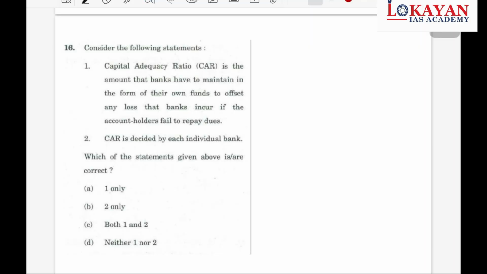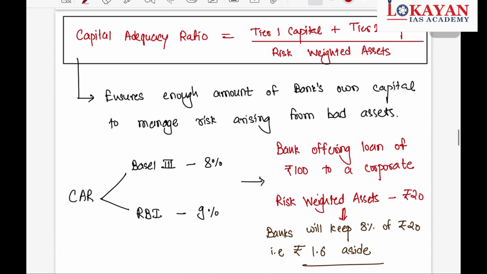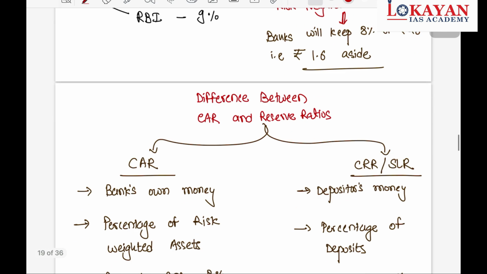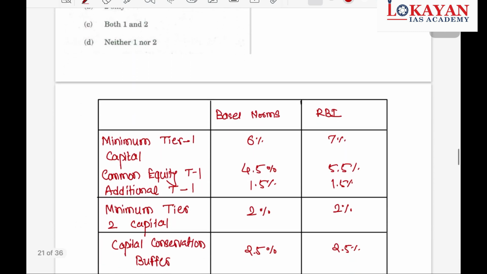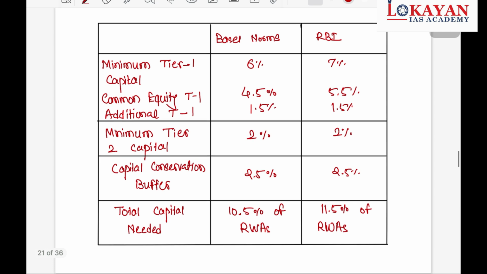Next question is about capital adequacy ratio, which we just discussed. Capital adequacy ratio is the amount that banks have to maintain in the form of their own funds. This is the important one. Just as we have seen here, it is an amount of the bank's own capital, its own fund, to offset any loss that banks incur if the account holders fail to repay dues. This is correct. Capital adequacy ratio is decided by each individual bank. Before that, let's discuss CAR in detail and then we will solve the question.